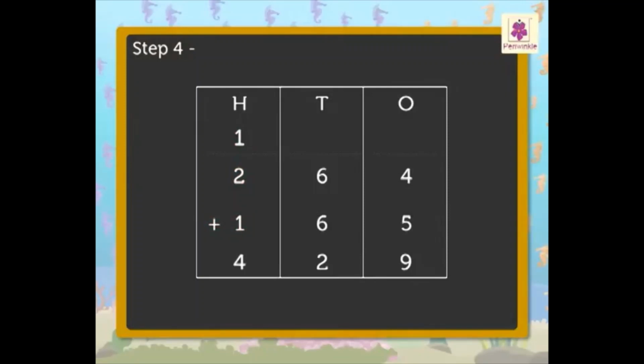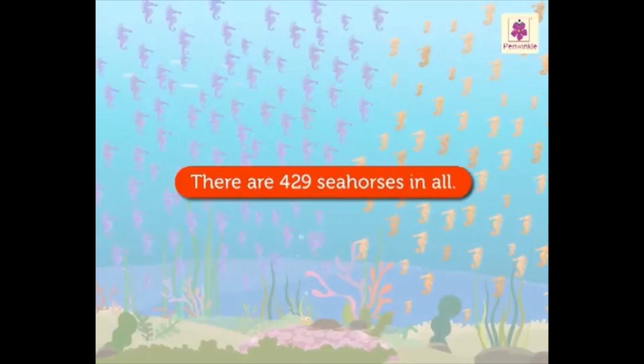So, we got the answer as 429. 264 plus 165 is equal to 429. Thus, there are 429 seahorses in all.